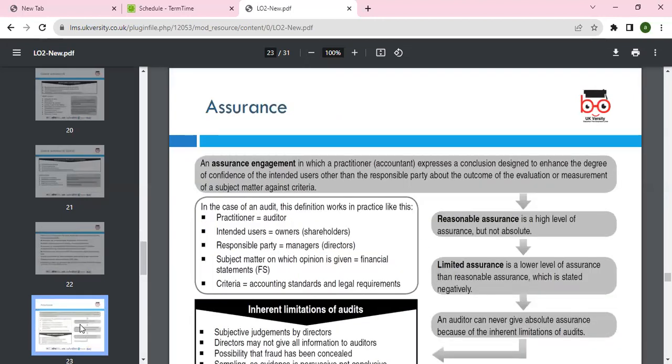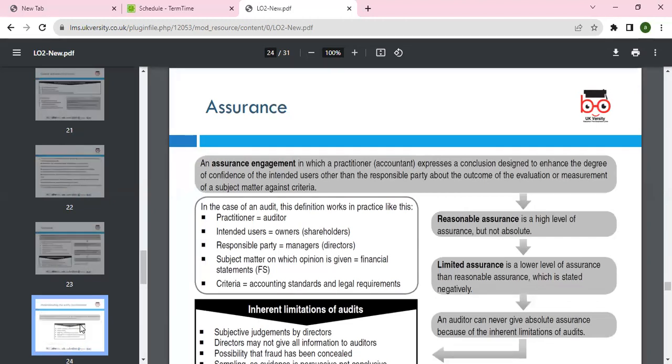There are other assurances which we learn. So the auditor can give details based on these control systems: reasonable assurance and limited assurance. We never give absolute assurance. Reasonable is a high level of assurance, limited a low level of assurance. So that's it, let's carry on.